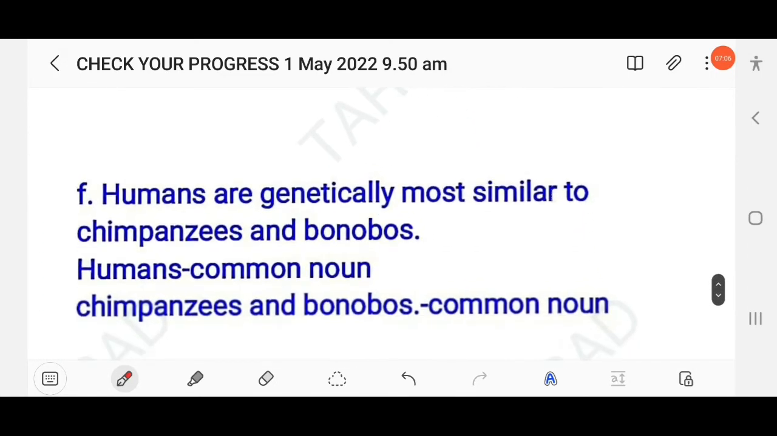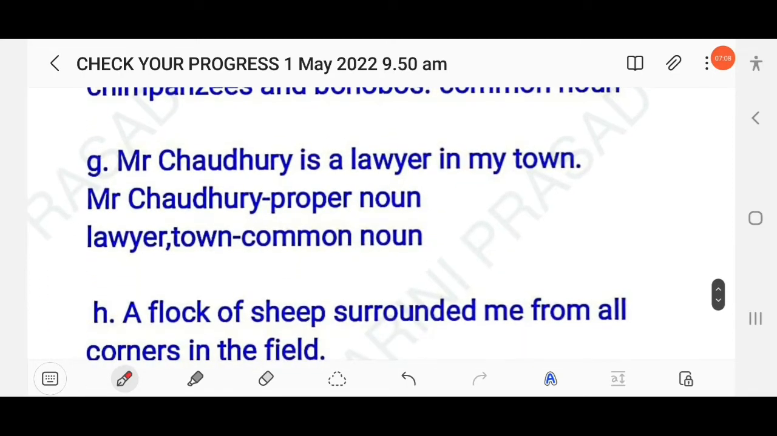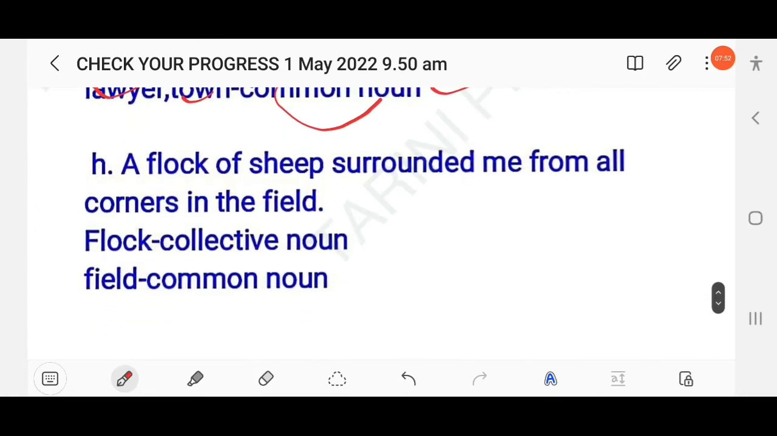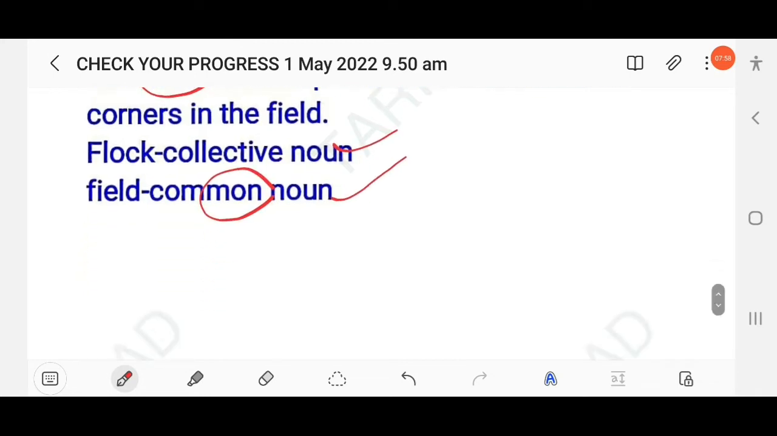Then next here, Mr. Chaudhary is a lawyer in my town. So here Mr. Chaudhary, this is a proper noun, and lawyer and town, they both are common nouns. The next here, a flock of sheep surrounded me from all corners in the field. So here flock, this is a collective noun, and field, this is a common noun.